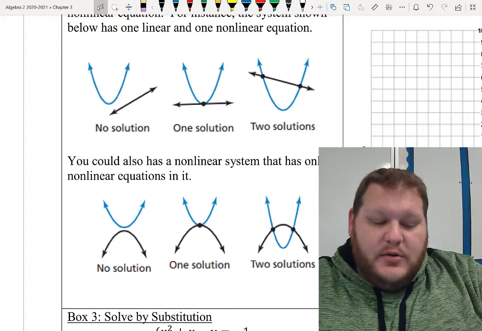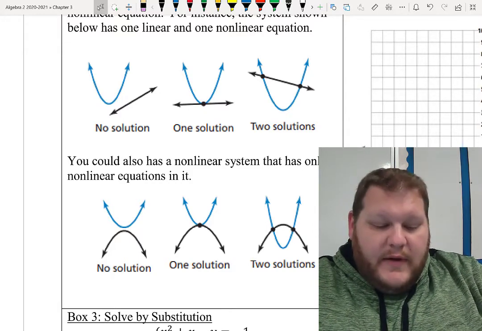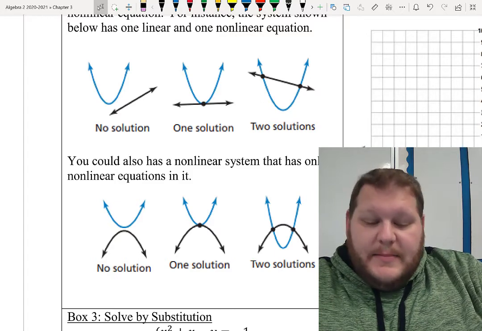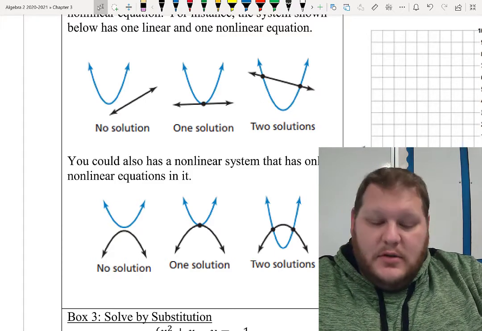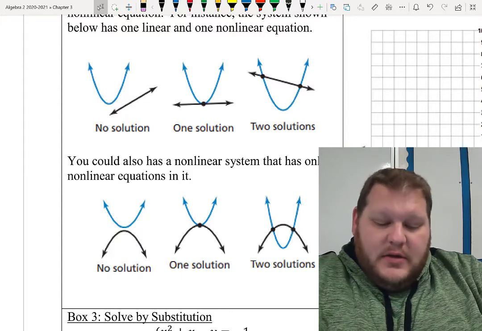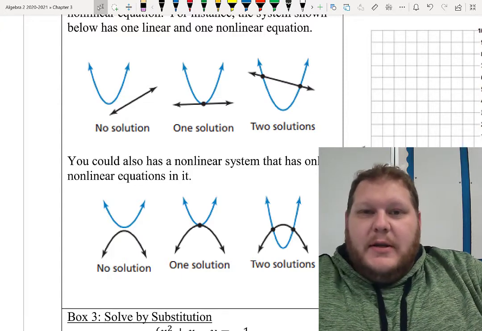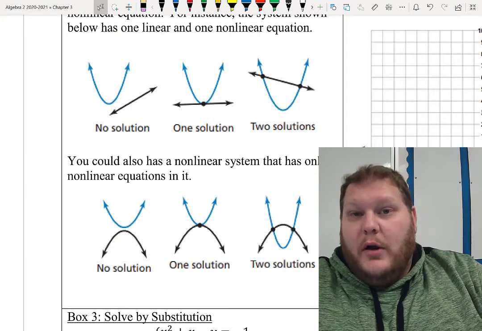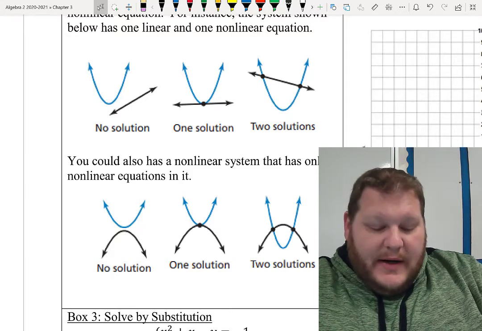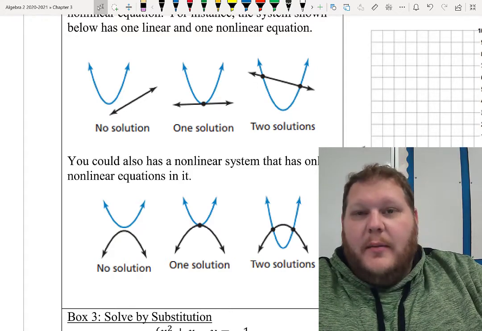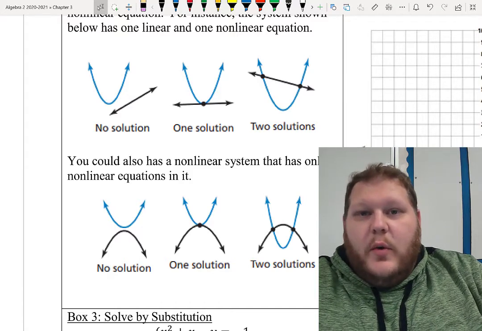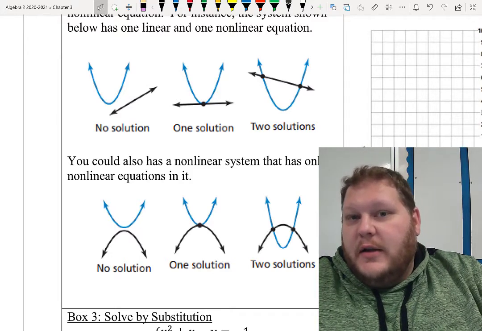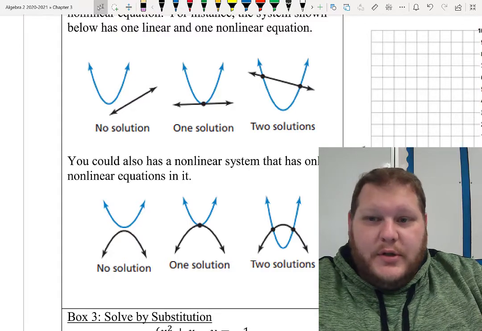We could have no solution where they don't intersect at all. We've got one solution where they intersect exactly one spot, or most likely two solutions where they intersect twice. And here I've got two different examples. These top three are a quadratic and a linear function. The bottom one are two quadratics. So those are just a couple of examples of what it could look like where we have one, none, or two solutions, so 0, 1, or 2.